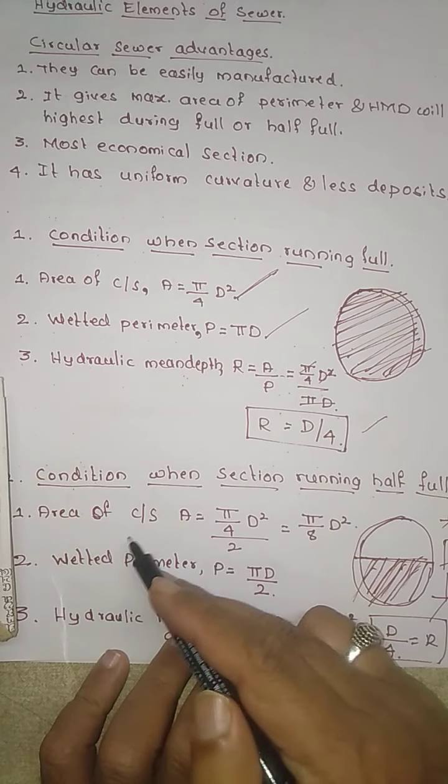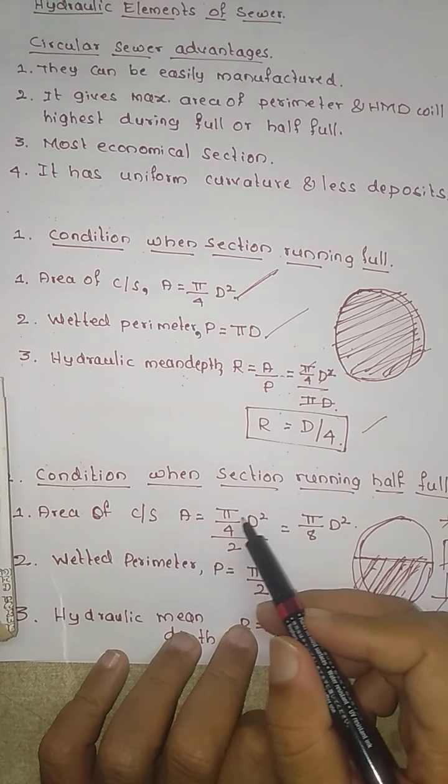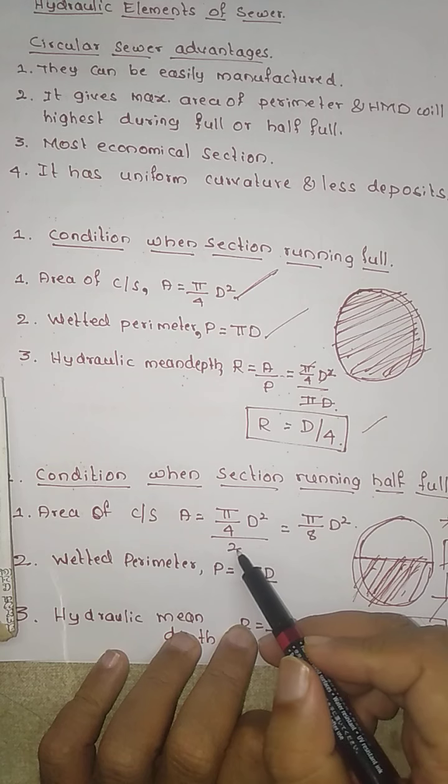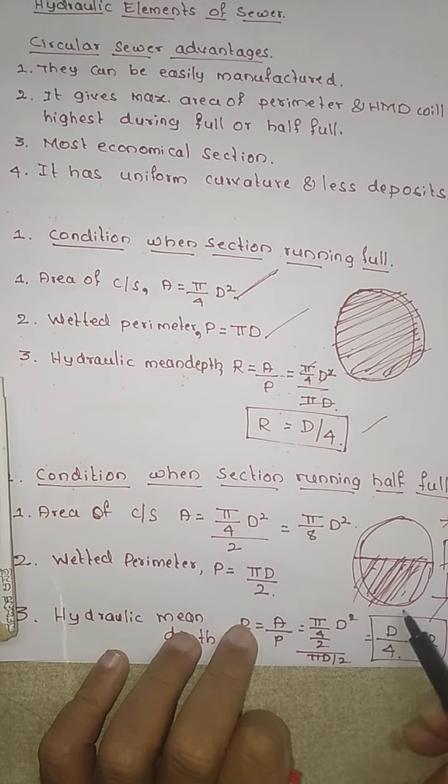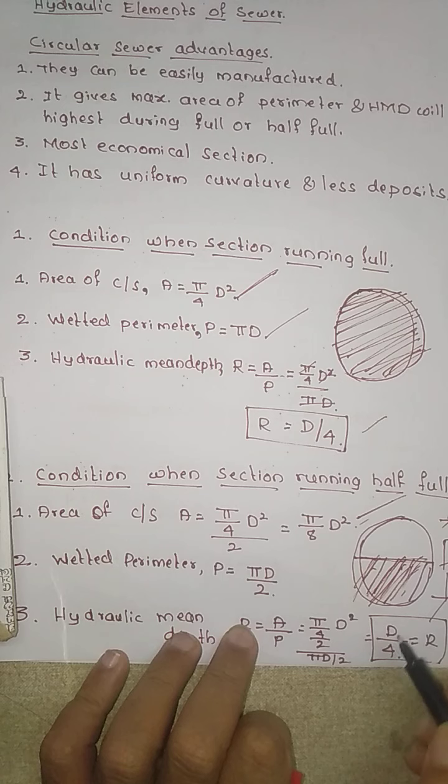Now the area of cross section, since it is running half full, is pi by 4 into d square divided by 2. So the area of cross section will become pi by 8 into d square.